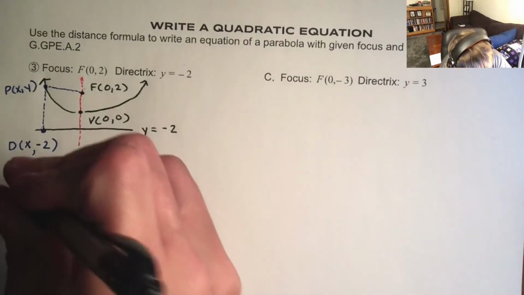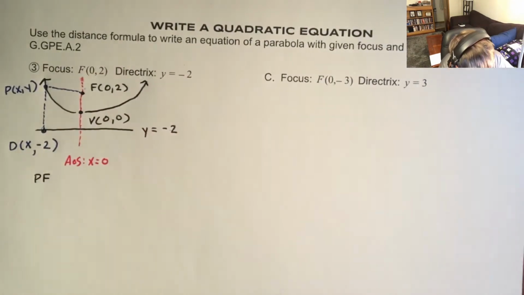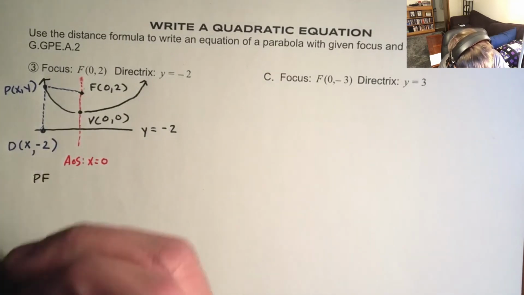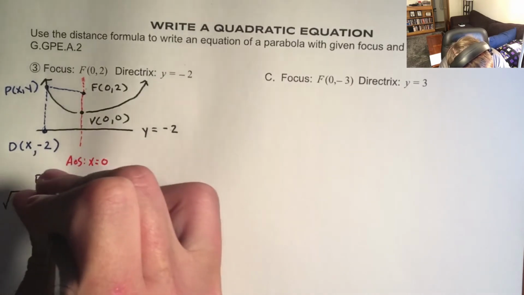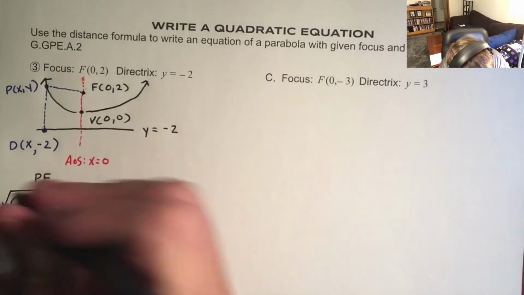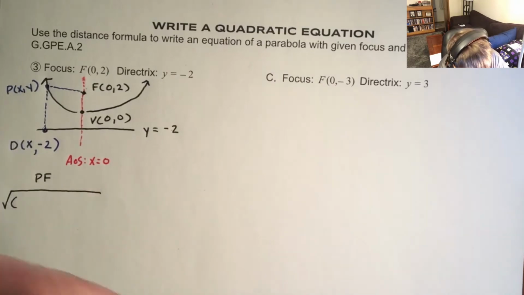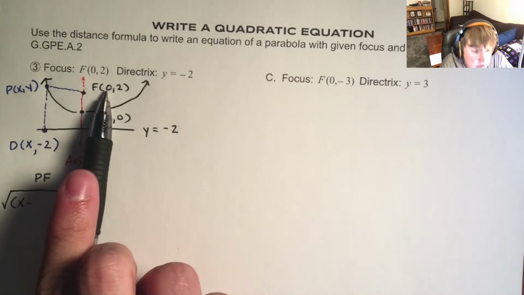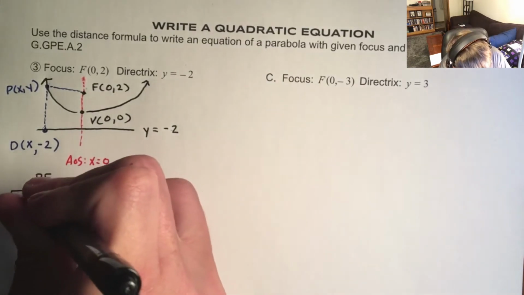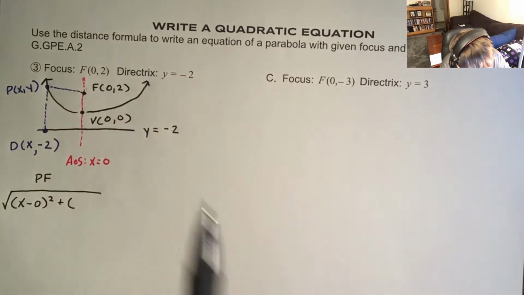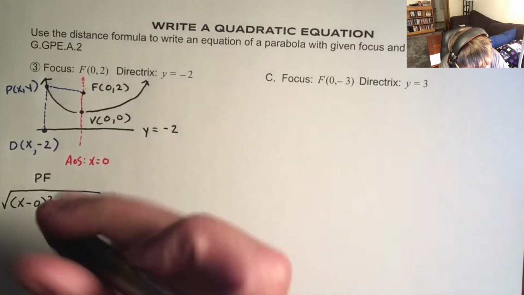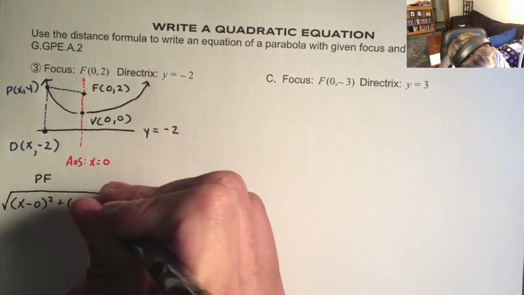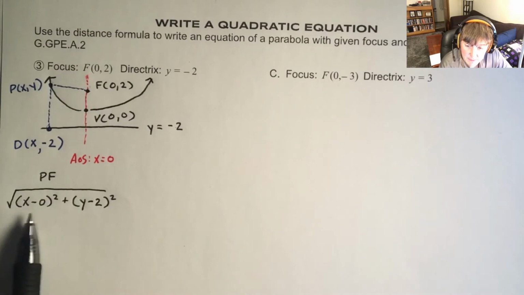Well, we know the distance from P to F, let's represent that. The distance from P to F, if I use the distance formula, I know it's going to be x2. Well, let's just call this x2 here. So x minus x1, and this would be x1, which would be 0, squared. Then I'm going to add to it y2, which would just be y, minus 2. So this expression right here represents my P to F.